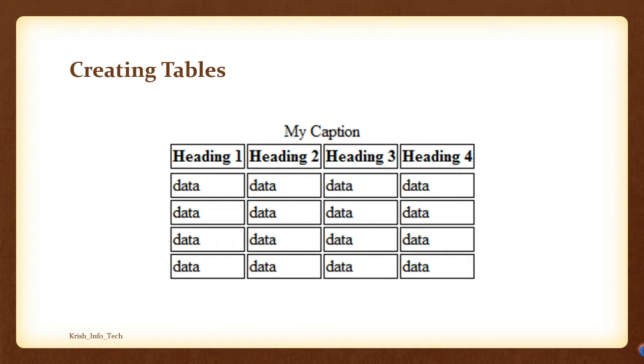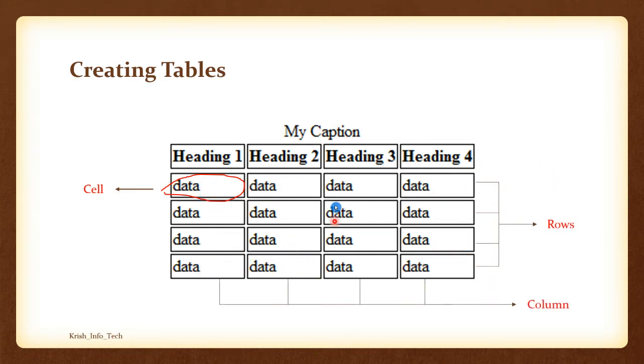So before creating the tables, let us have a look at the various terms used in defining a table. So this is a basic table. Here we have the heading of the table, which is the title of the table. Then we have headings here. Then we have data here in rows and columns. And the single box in a table is called a cell. And these are all called rows and these are all called columns. Okay, so these are the basic pieces of information about your table.